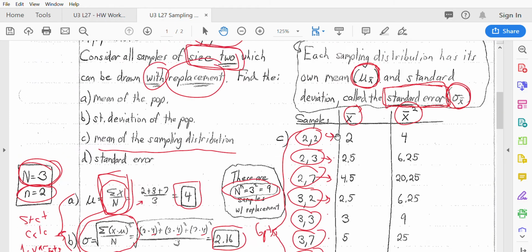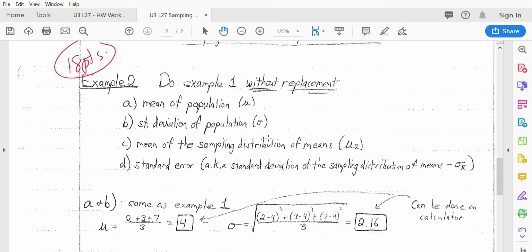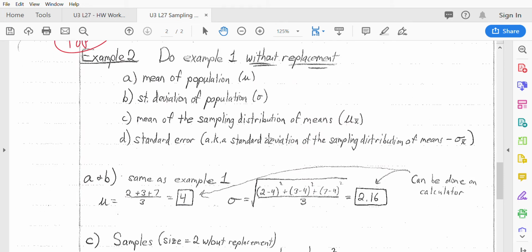By the way, example 1 is right above. We're going to do exactly what we did. So we're going to take this population of 2 and 3 and 7, but now we're going to sample without replacement. So let's go down and let's see what this will look like. So exact same pieces. Part A, find the mean of the population, mu. Find the standard deviation of the population, sigma. Find the mean of the sampling distribution of means, which is called mu sub x bar. And find the standard error, aka the standard deviation of the sampling distribution of means, and it is known as sigma sub x bar.